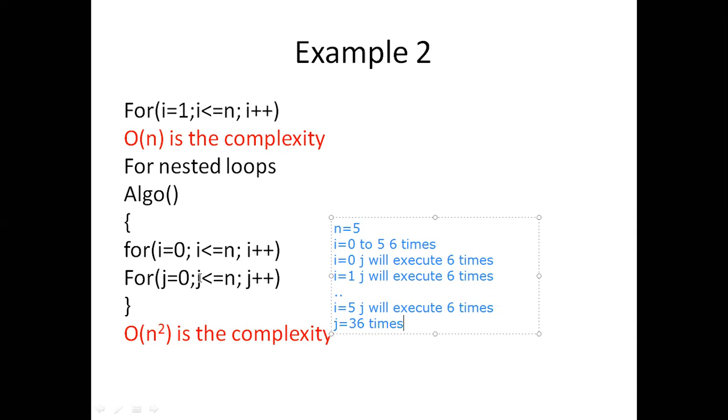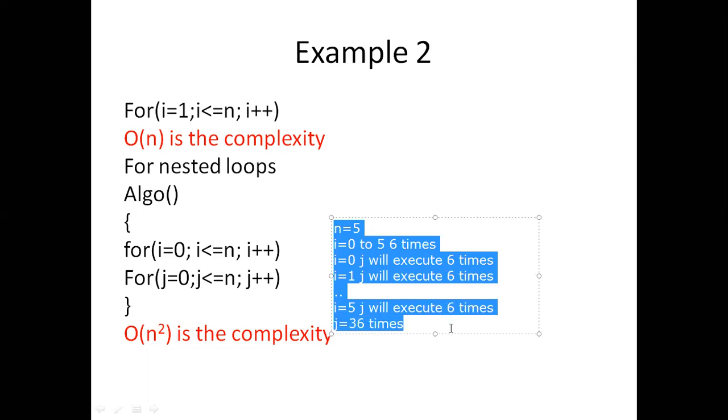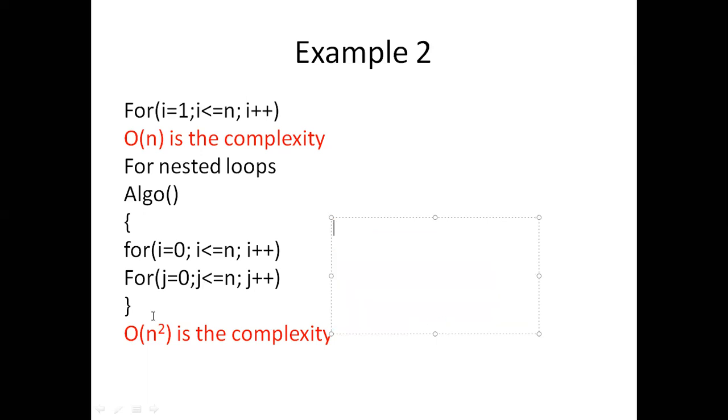Suppose you have 3 loops, it is n cube. If it has 4 loops, n to the power of 4. If it has 5, n to the power of 5. So these many times the algorithm will execute if it is a nested loop. So the complexity increases here.